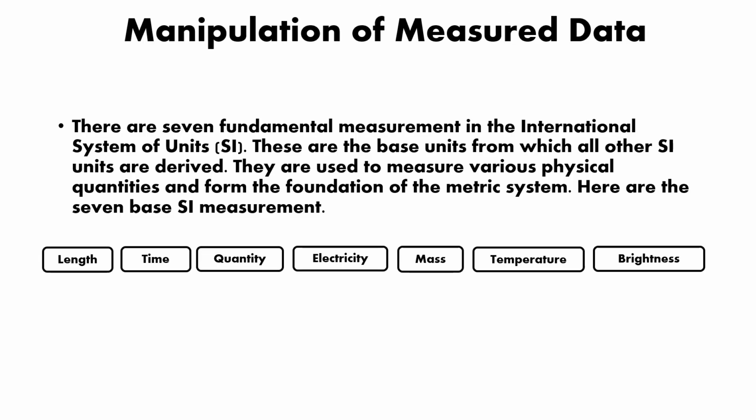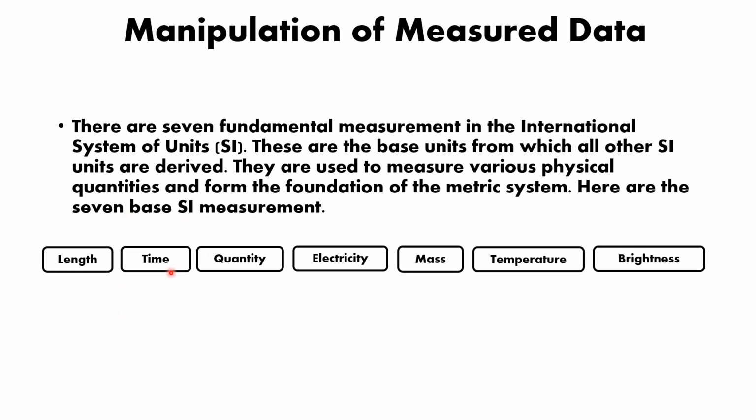So all data can be measured with specific units. There's 7 fundamental measurements, and these are the base units from which all other units are derived. These are used to measure various physical quantities and form the foundation of the metric system. Here's the 7 base units of measurement. First, there's length, whose unit is meters. Then there's time, which is measured in seconds.